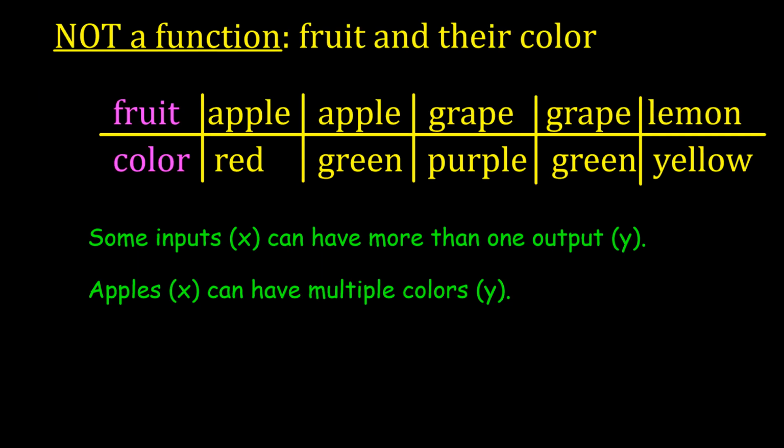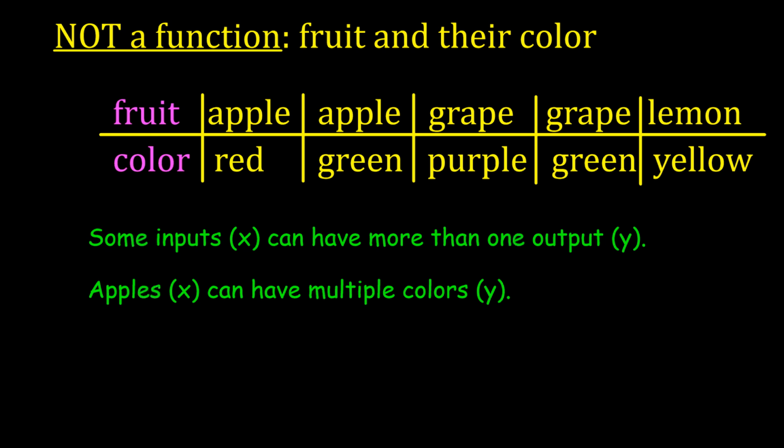So this is not a function, fruit and their color. So if we have apples, we could have red apples, we could have green apples, there are yellow apples, there are probably some purple apples out there. So each x, or fruit, or input, can have multiple y's. So even though apple is an input, it has multiple outputs. And so this one would not be a function because some of the inputs have more than one output.